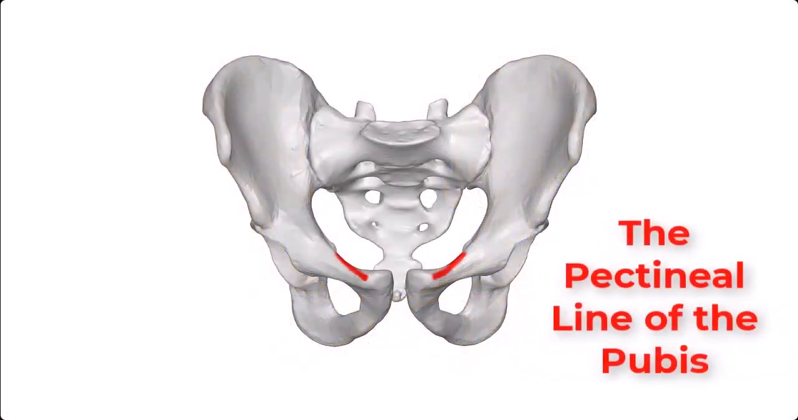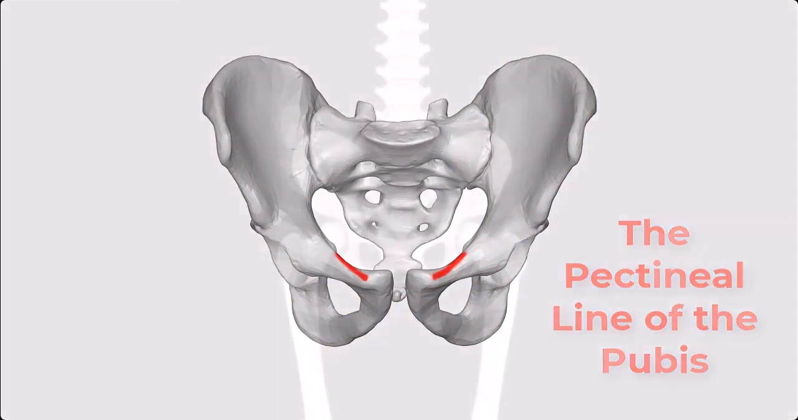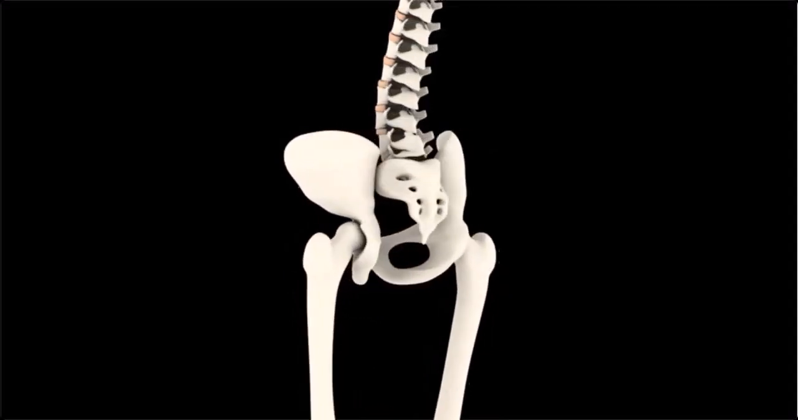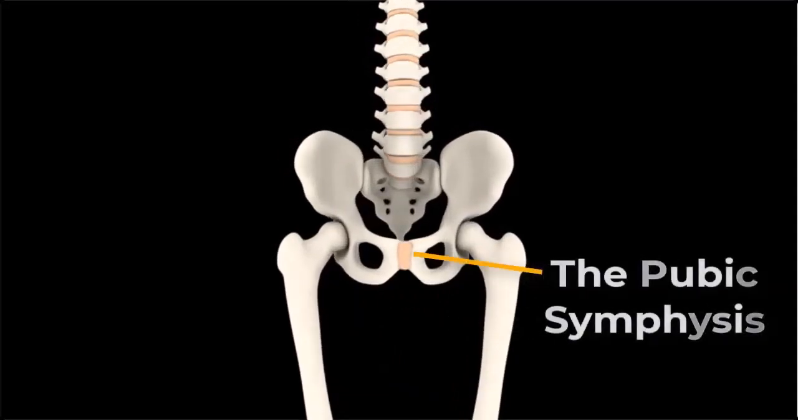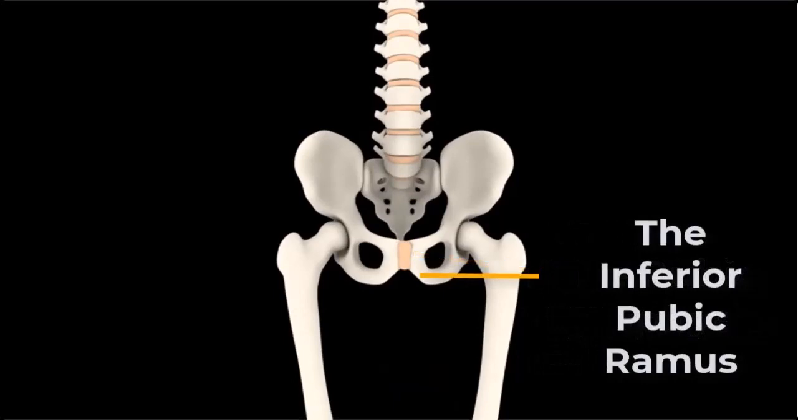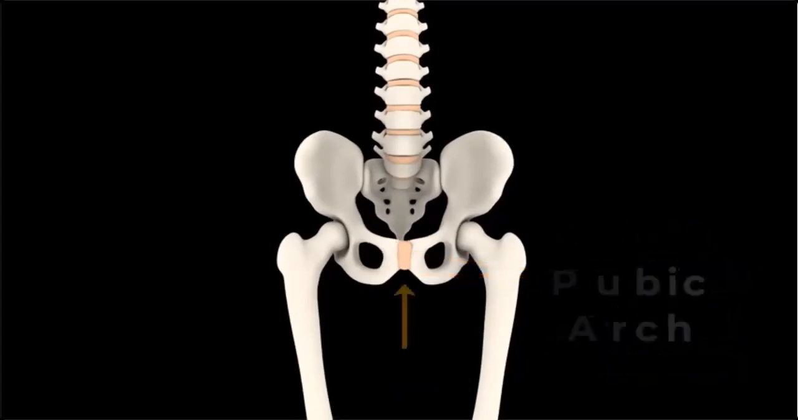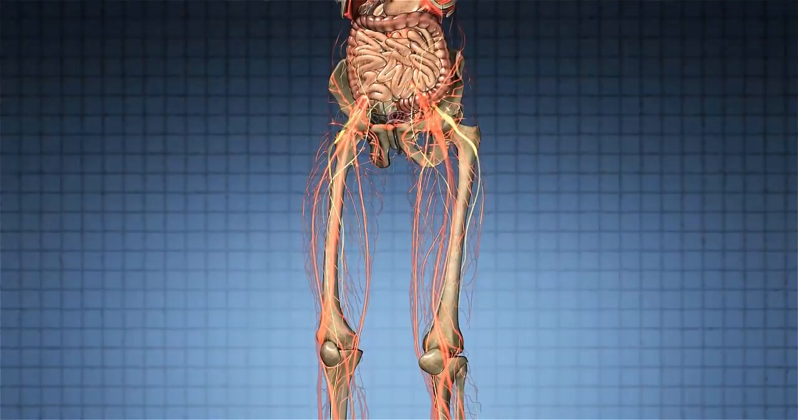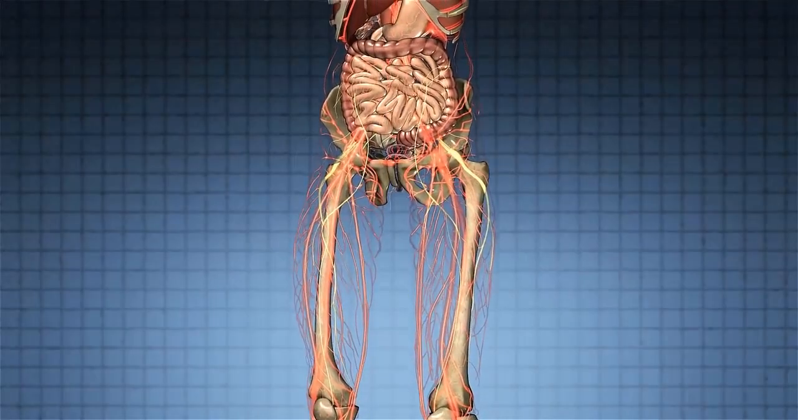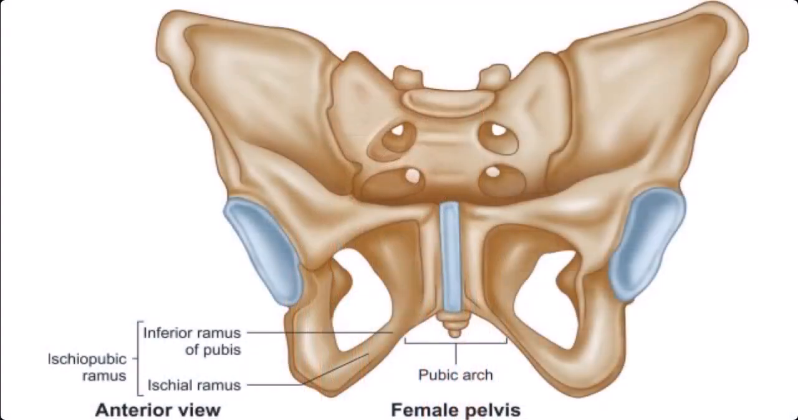The narrow ridge running along the superior margin of the superior pubic ramus is the pectineal line of the pubis. The pubic body is joined to the pubic body of the opposite hip bone by the pubic symphysis. Extending downward and laterally from the body is the inferior pubic ramus. The pubic arch is the bony structure formed by the pubic symphysis and the bodies and inferior pubic ramus of the adjacent pubic bones. The inferior pubic ramus extends downward to join the ischial ramus. Together, these form a single ischiopubic ramus, which extends from the pubic body to the ischial tuberosity.